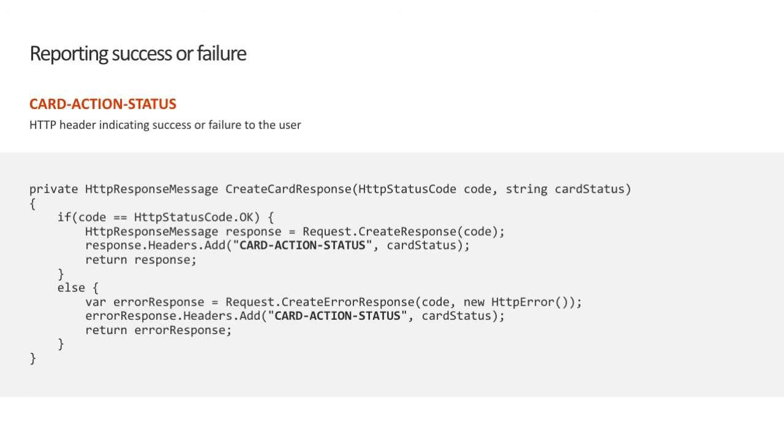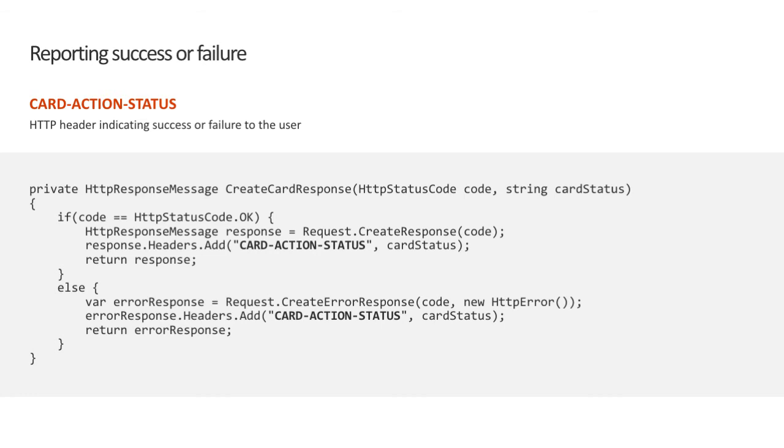This is an HTTP header that you're going to want to include in your response, and this is what's going to tell the mail client that things worked or did not work. So in this case here, you can see if the code is equal to OK, then I'm going to return back a header of the card action status with the actual status that was passed in, or the message.